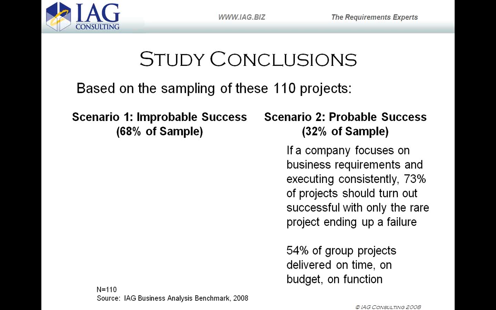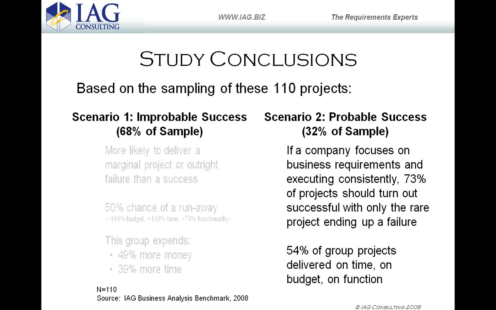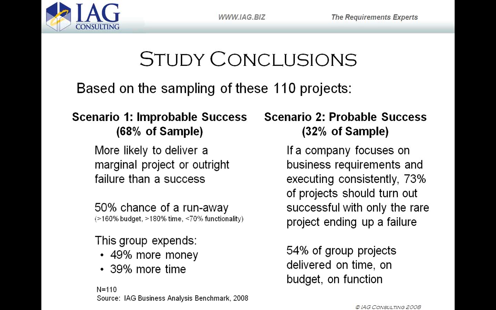I have to challenge you. The folks that said you look like a Scenario 2 company, do you look like this? Are you that consistent about on time, on budget, on function performance? And the reality is that a lot of organizations overestimate where they're at, and they really are more like the Scenario 1 organization. You're more likely to deliver a marginal project or an outright failure than a success. So a lot of what you're doing in the organization is mediocre.